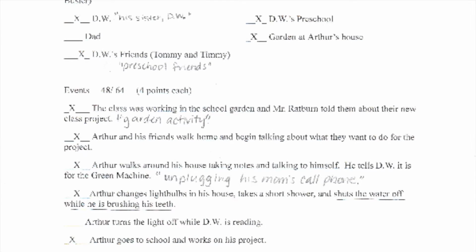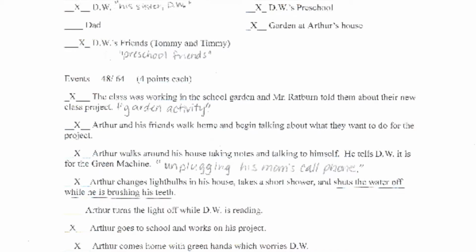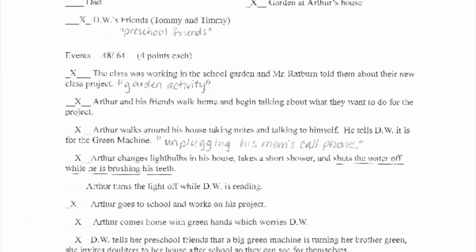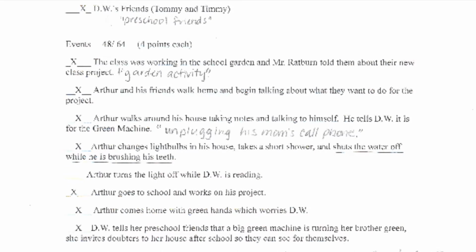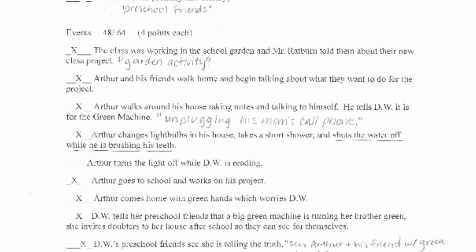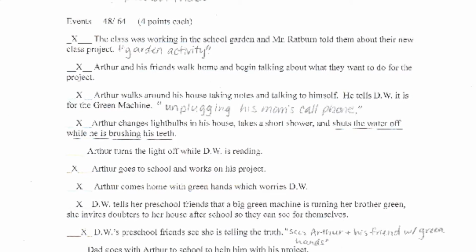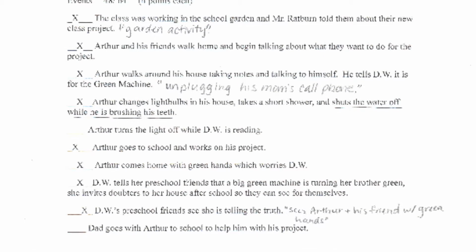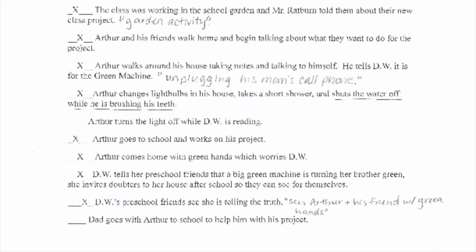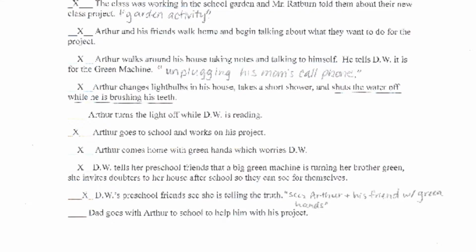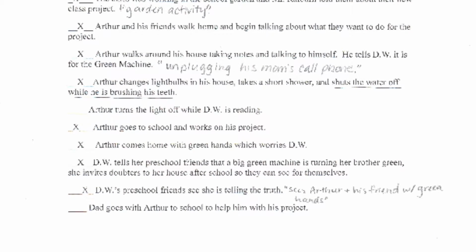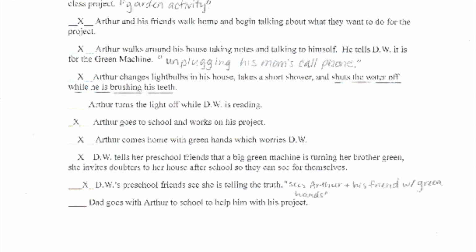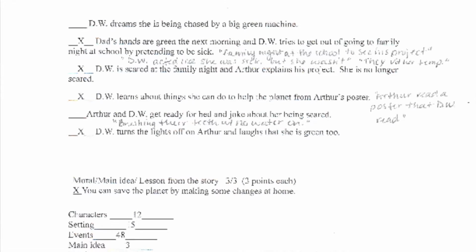I did let her count if she said, like, preschool friends, like DW's friends. She didn't give them the specific name, and Arthur's friends, she didn't give them a specific name. But she did get most of the events right as well. She left off some events that I thought were important to the story, but her comprehension score on this text wasn't too bad, so I thought this was a pretty good fit book for her.